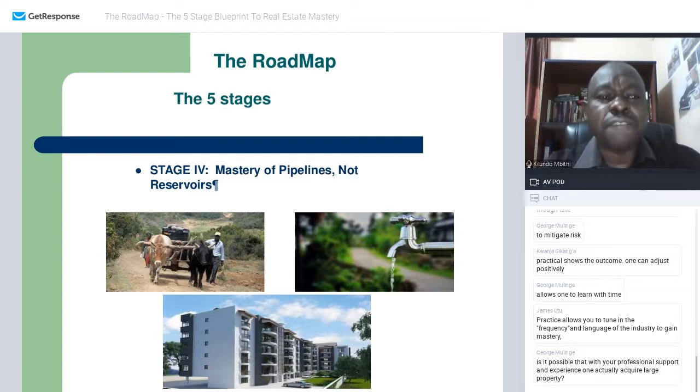We are faced with limited resources. We are faced with a certain amount of money that you have in your pocket. You're faced with a certain amount of money that comes to you every other month. But you want to build a portfolio. How do you build a portfolio when you have limited resources? Maybe you're able to do 100,000 every month. You're able to do 50,000 every month. You're able to do 20,000 every month. How are you going to build a portfolio? Now, this is why it is important to master pipelines.